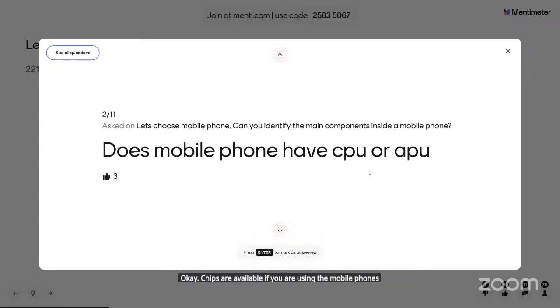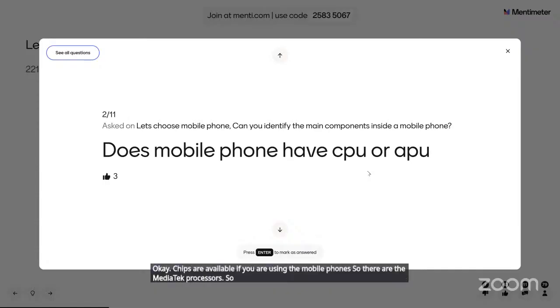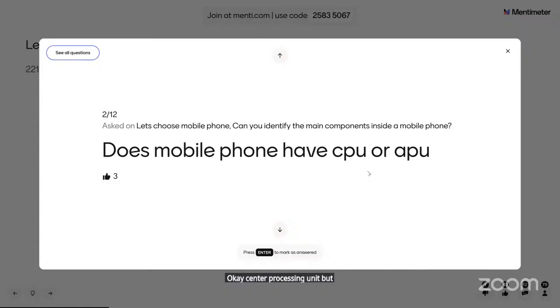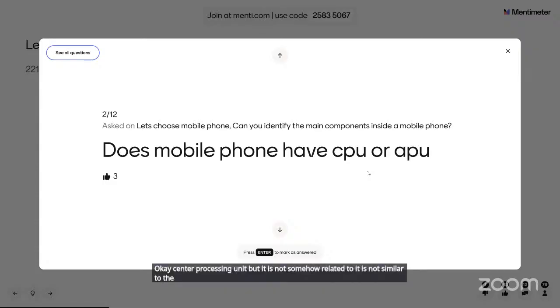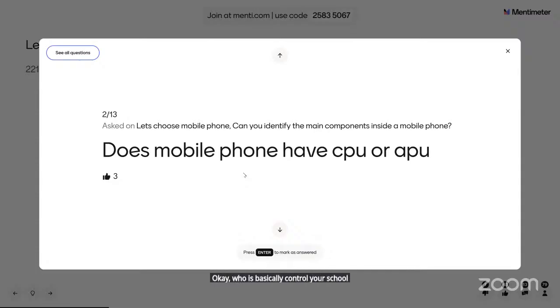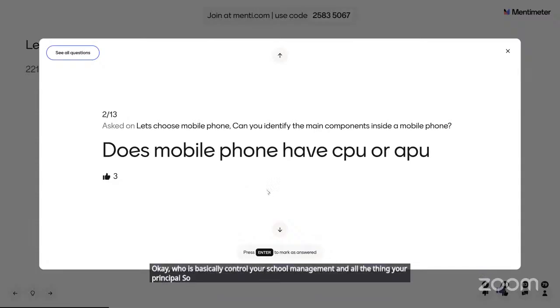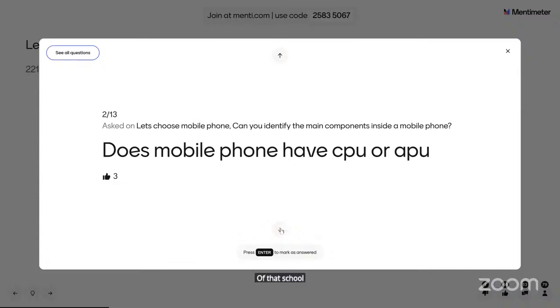There are MediaTek processors, and basically Intel processors are available. So these are the CPU units. Central processing unit, but it is not similar to your computer CPU. If you go with any complex circuit, there is always a controlling unit required, like in your school. Who basically controls the school management and everything? Your principal. So we can say the principal is the CPU of that school, because he will control.